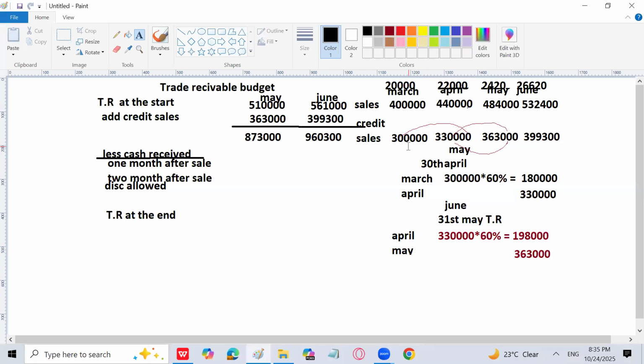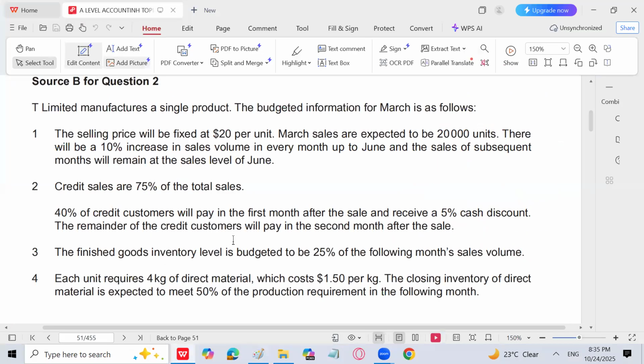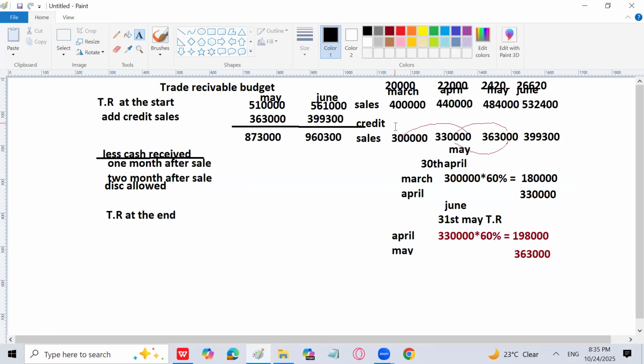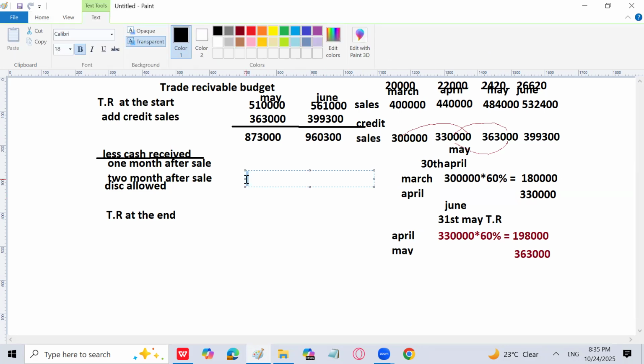Start from March. So March sales is 3 lakh. What is the criteria? Listen again. 40% of the customer will pay in the first month after the sale and receive a 5% cash discount. And the remainder of the credit customer will pay in the second month after the sale without any discount. So in March sales, 40% will pay in April, right? And the remainder is going to pay in May, which is second month after sale. And that is 1,80,000, which is the trade receivables. And I'm going to write it over here, 1,80,000, right?